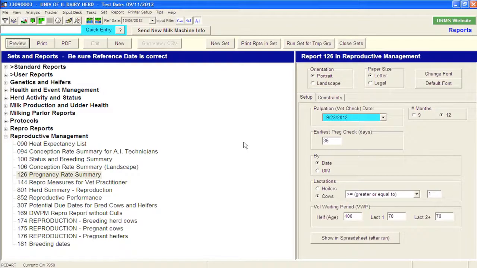That's pretty much how I evaluate reproduction on dairies. There's several other graphs we can look at from a conception rate summary and AI technician, but I think that gives you a pretty good overview of herd evaluation on reproduction.